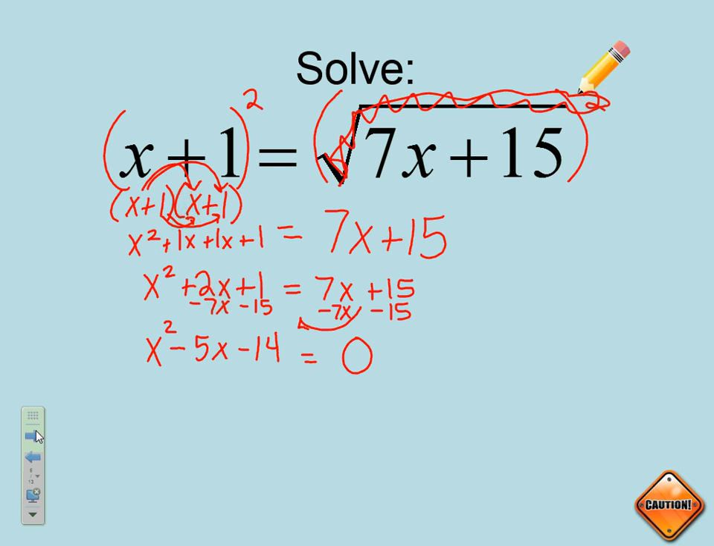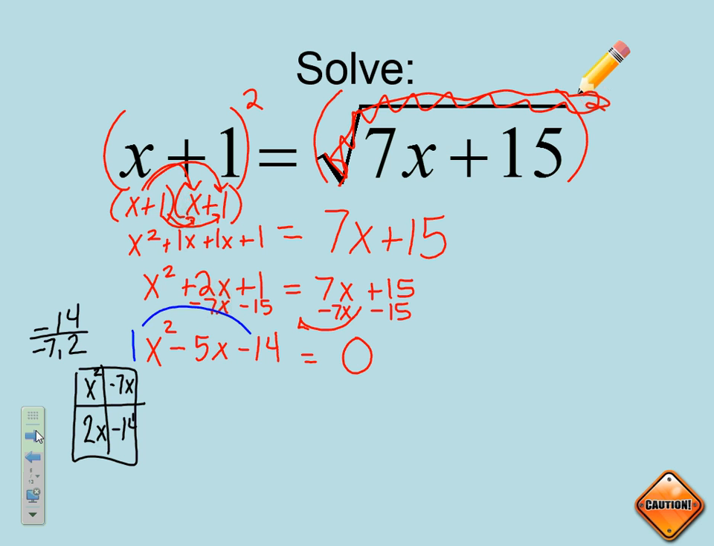This would be a situation where we have the AC method. 1 times negative 14 is negative 14. What multiplies to make negative 14 and adds to make negative 5? Negative 7 and 2. So then I go ahead and I place them in the 4 boxes, and factor out the greatest common factor from each row and column. I can take an x out here, a 2 there, an x out here, a negative 7 there. So when he's all factored, this problem turns into x minus 7, x plus 2.